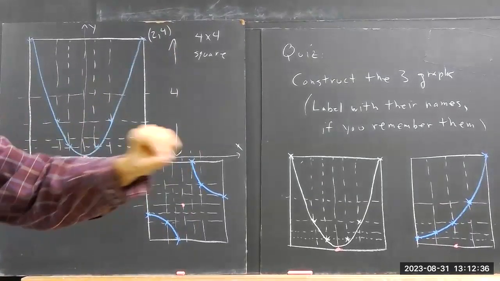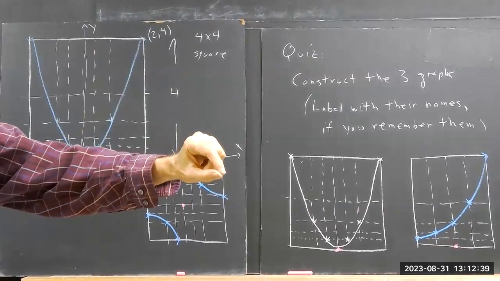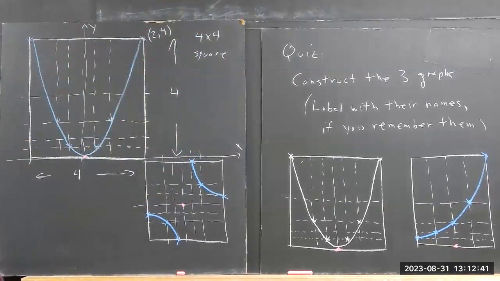Everybody understands that. And I think everybody understands why the coordinates of this point are therefore 2, 4. The first coordinate is how far we have to go from the origin in the horizontal direction. The second is how far we have to go in the vertical direction. All right, well, you know that.